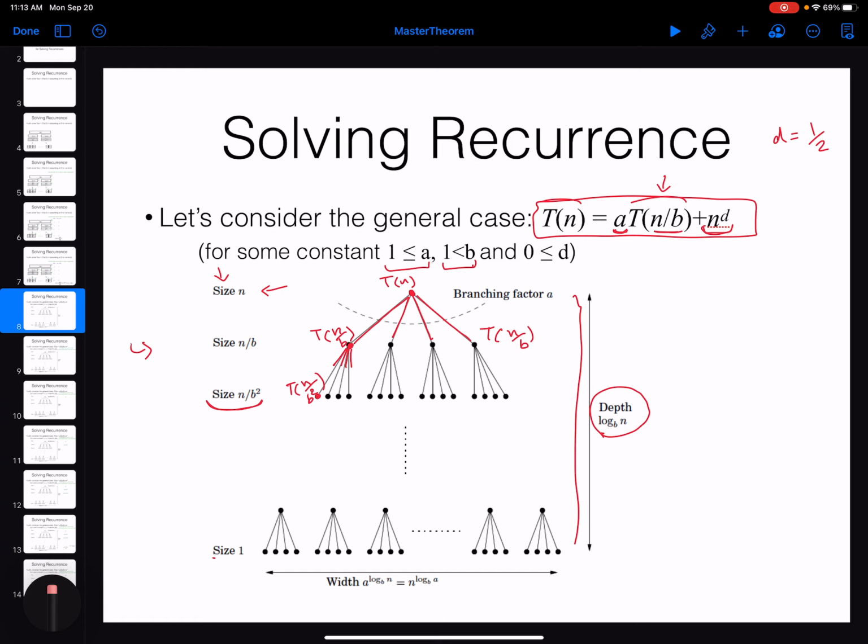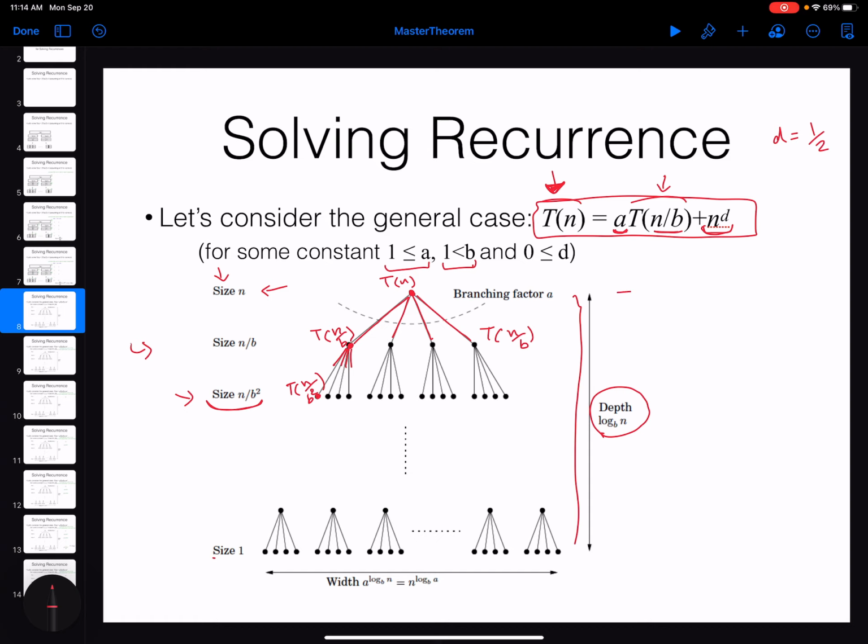Okay, so this is going to be the full tree. We know what is going to be the depth. We know what is going to be the size of each of the problems in each level, right? So now if we want to solve the full relation, what is going to be the answer for T of n, we need to calculate the cost for each level and then add up all of those costs.